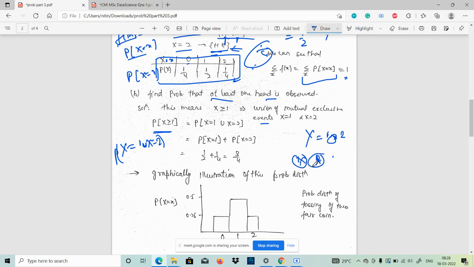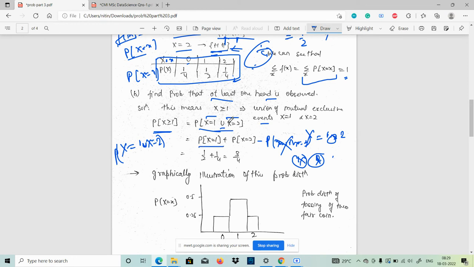That's why these types of events are mutually exclusive. If you break this probability into simple terms, you also subtract the probability of X equal to 1 intersection X equal to 2, which is by default 0, so it is not counted. X greater than or equal to 1 is either X equal to 1 or X equal to 2, with a union sign, and you can break it using the summation of probabilities. But obviously the intersection term is 0.